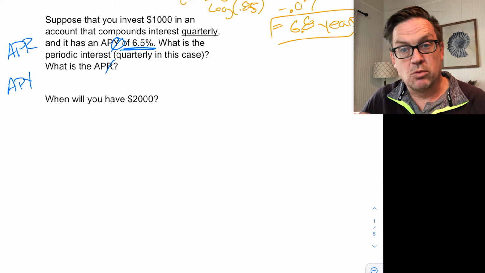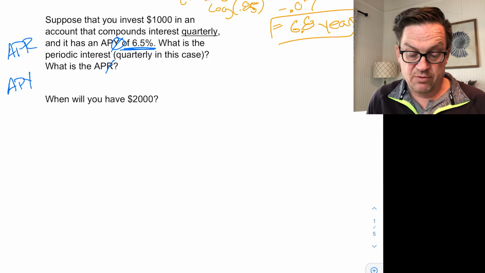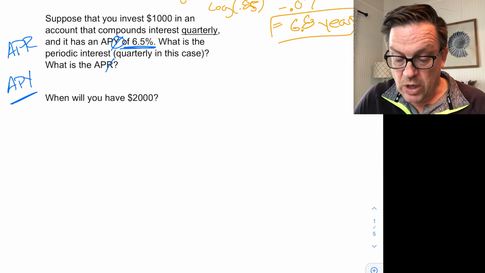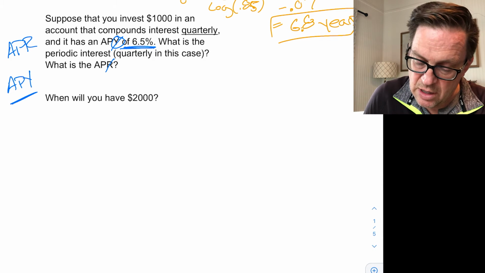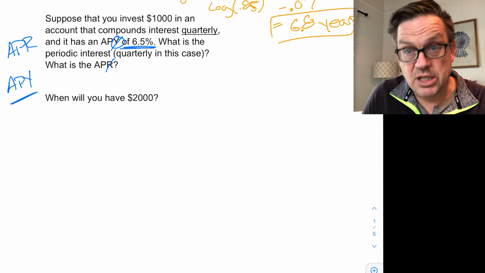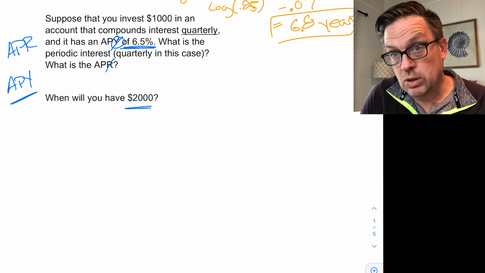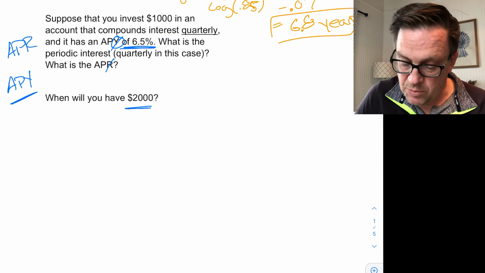But when you compound more often than annually, you end up getting a little bit more at the end of a year than 6.5, and that's called the yield, the APY. So what I want to know is, what happens here? What's my annual percentage yield? What do I get every year? And when will it double? When will I go from 1,000 to 2,000? So what's the formula you start with?